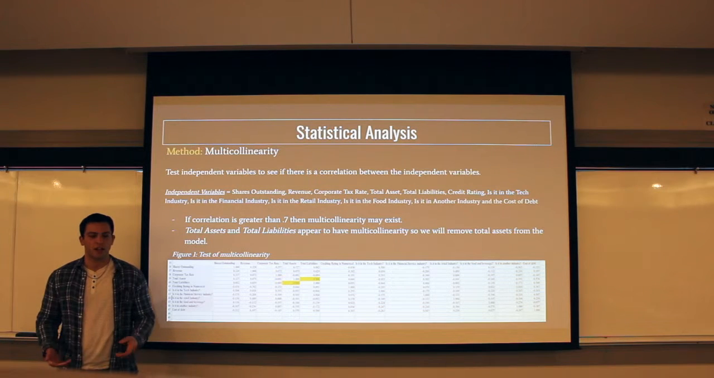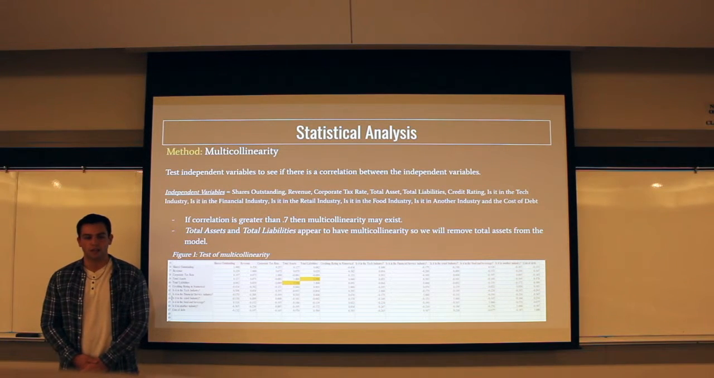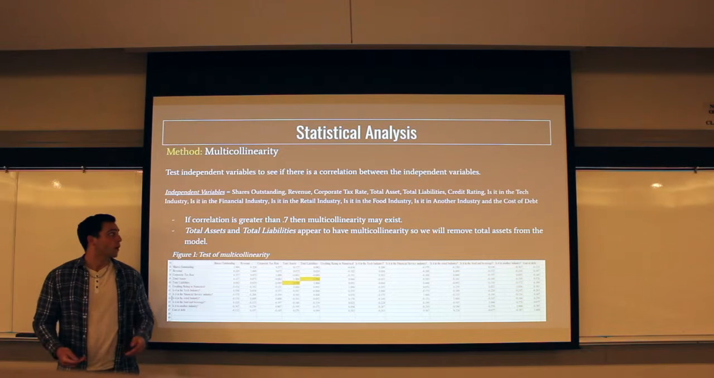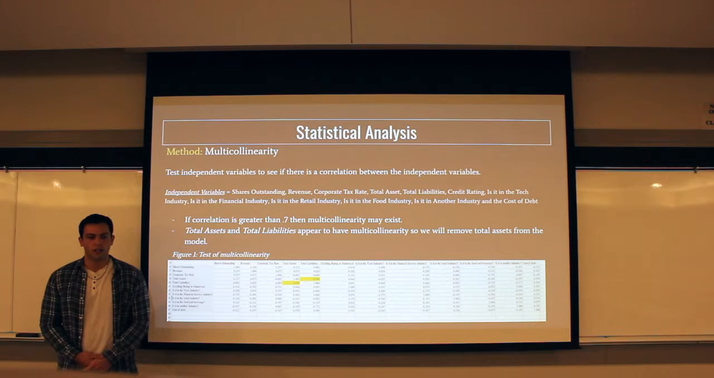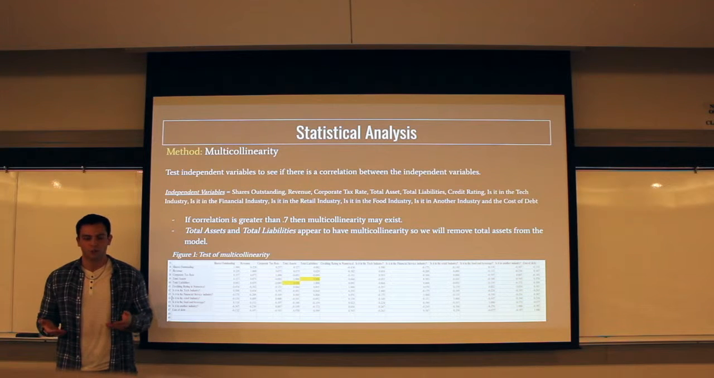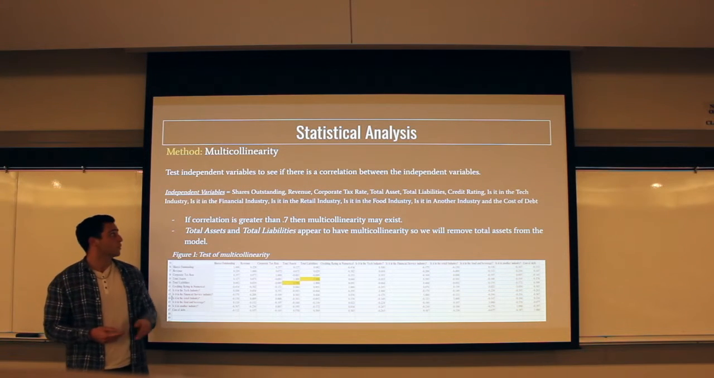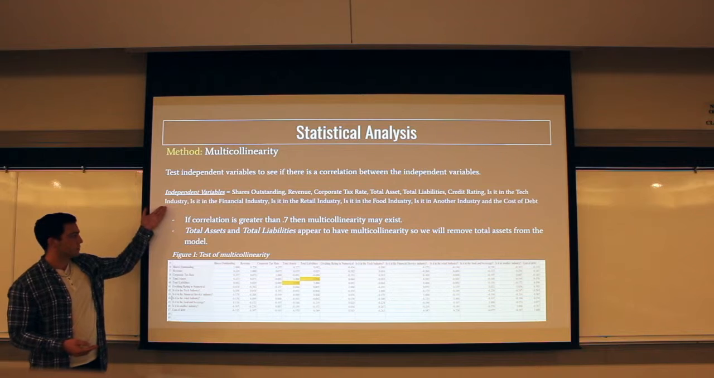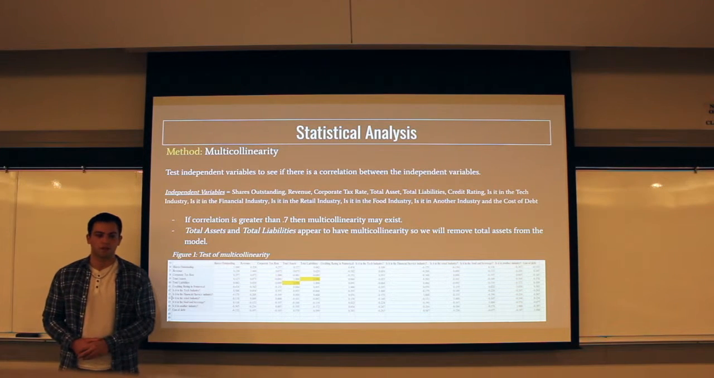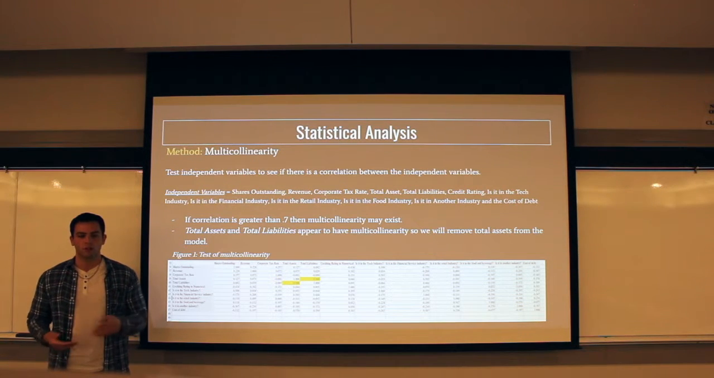So as Ryan mentioned, I will be going over the statistical analysis. Again, we tested for multicollinearity, where we test the independent variables to see if there's a strong correlation between them. And again, we listed our independent variables here. We believe that if the correlation between variables is greater than 0.7, then multicollinearity exists.